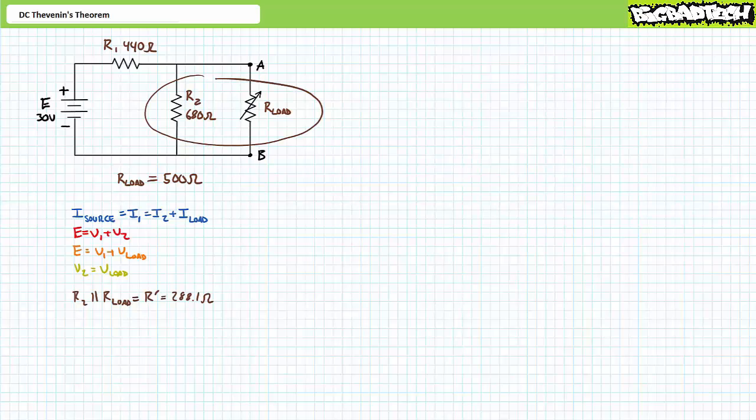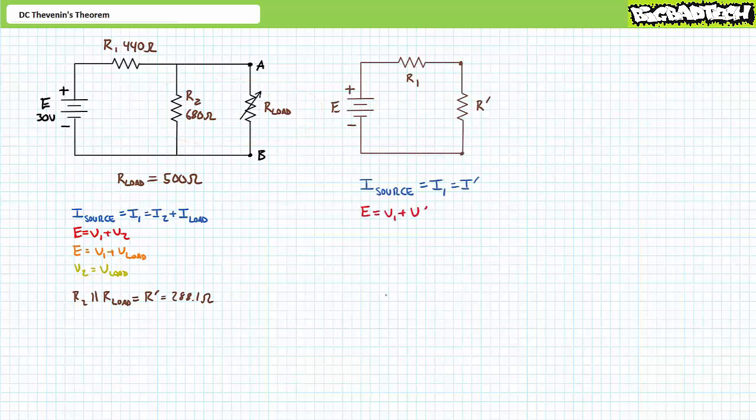These analyses imply that R2 is perfectly in parallel with R load, a simplification I'm calling R single prime, where R single prime has a value of 288.1 ohms. R single prime is perfectly in series with R1. An application of Kirchhoff's current law to the pure series simplification demonstrates that I source equals I1, which equals I single prime.